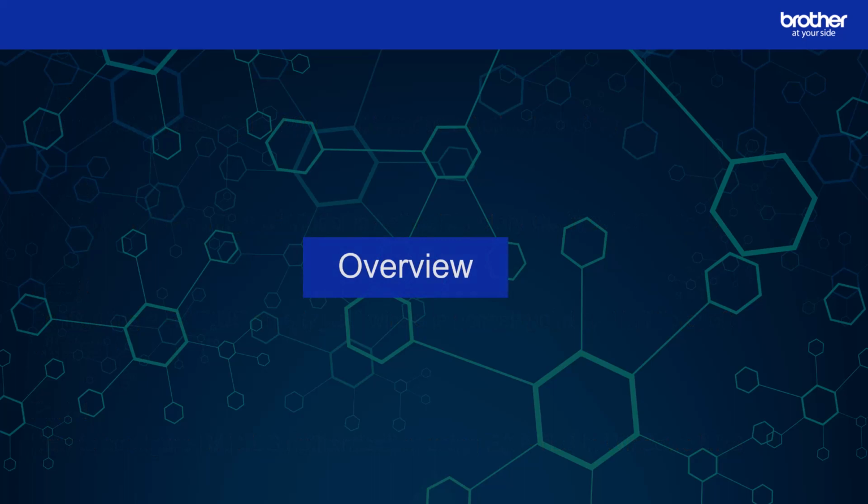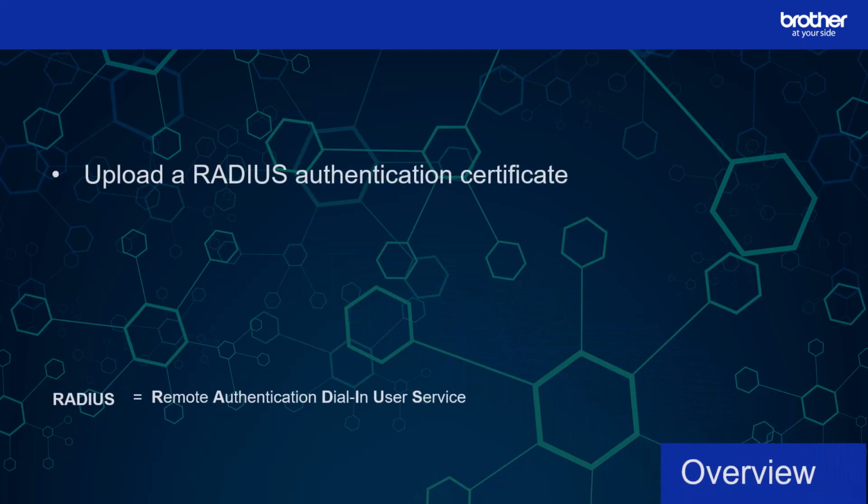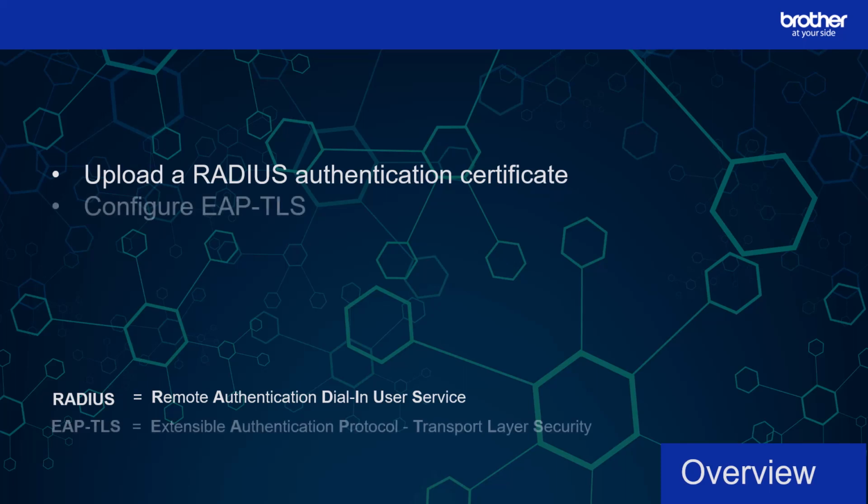So what will I be showing you in this video? To begin with, in order to connect my Brother device to my EAP-TLS secured network, I will need to upload a Radius security certificate to it. I will be uploading the certificate I created in the last video. A link to it is on the screen if you would like to go back and watch it.